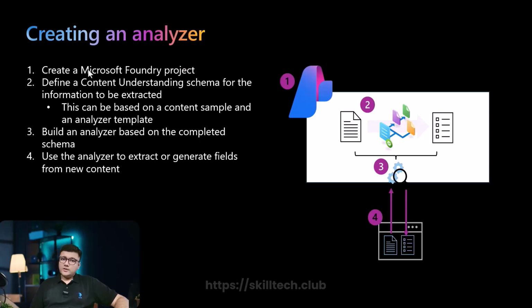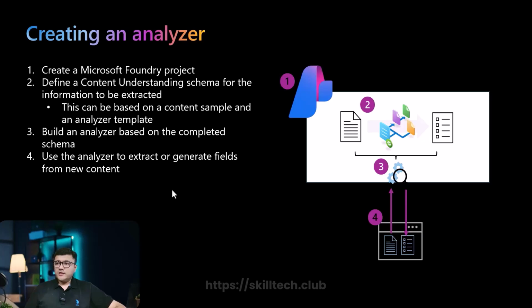So what exactly are we going to do in this? The steps are mentioned here. We will create a Microsoft Foundry project first. Then we will define a content understanding schema for the information to be extracted. This can be based on the content sample and the analyzer template, so maybe it's going to be a document, an image, a video, or audio. You can build an analyzer based on the completed schema, and you can use the analyzer to extract or generate fields from new content. I know this sounds a little complex, but we are going to do this practically in the Content Understanding Studio in the next lab. At that time, you will be able to understand this in a much better way.